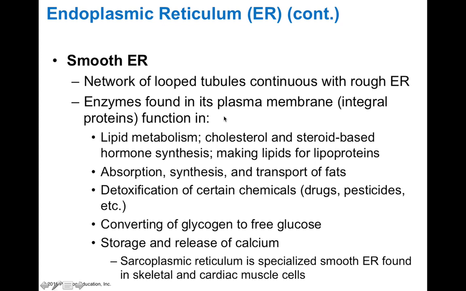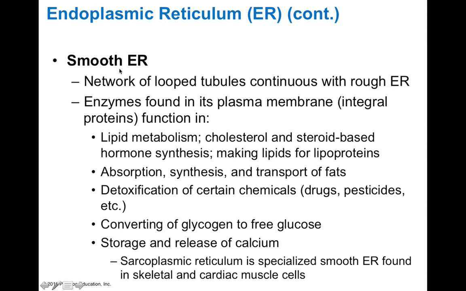These enzymes in smooth ER play a really wide variety of roles, such as lipid metabolism, so you can have cholesterol and steroid hormone synthesis here. You can also make lipids for lipoproteins, which is one of the ways that you transport lipids in your bloodstream. These are made by your smooth ER, as well as absorption, synthesis, and transport of fats within your cell. Smooth ER also plays an important role in detoxification of chemicals like drugs, pesticides, and different metabolites.